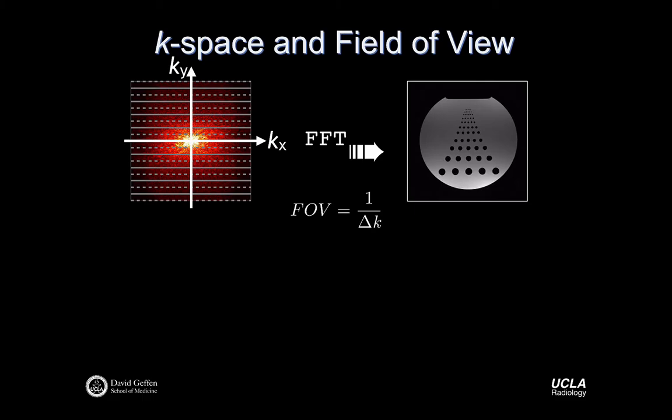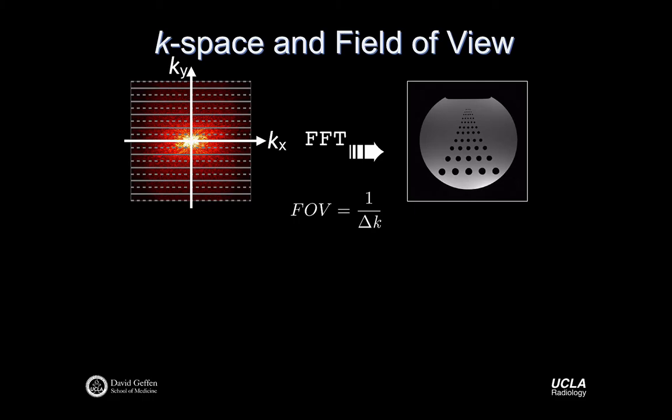Behind the scenes, the field of view is related to 1 over delta k. And delta k is the step size between points in k-space. In fact, we have a delta k in the x direction, and we have a delta k in the y direction, and those are independent. What's interesting about that is it means that your field of view in the x direction and your field of view in the y direction can be independently controlled by how the delta k is chosen.